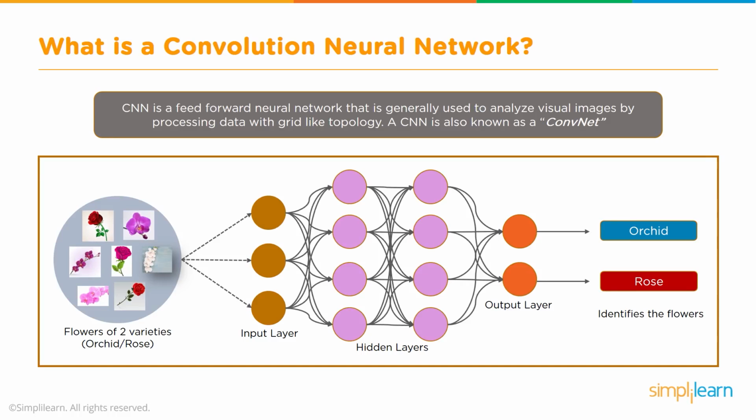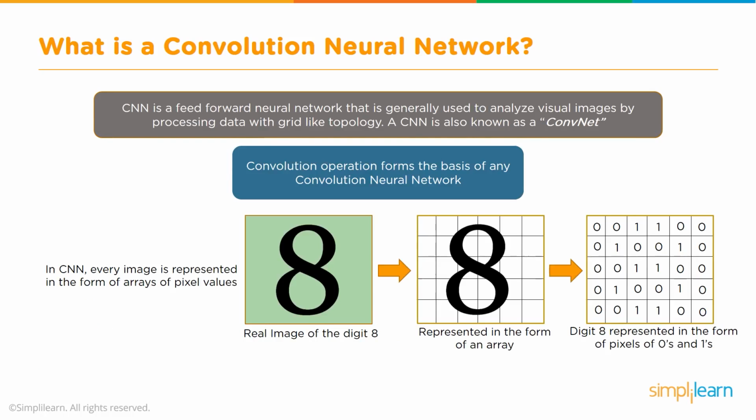Those values then are multiplied by their weights and go to the next hidden layer, and so on. And then you have the output layer, and one of those nodes comes out and says it's an orchid, and the other one comes out and says it's a rose, depending on how well it was trained. What separates the CNN, or the convolutional neural network, from other neural networks is a convolutional operation.